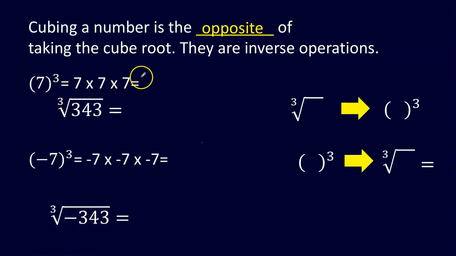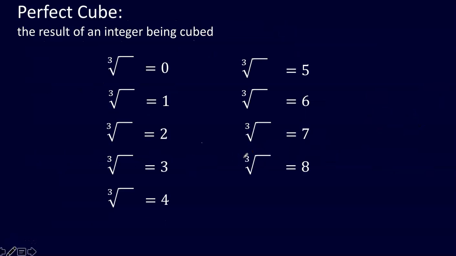So 7 cubed, 7 times 7 times 7 is 343. And then if you take the cube root of 343, it undoes what you just did. So they're opposites. Negative 7 cubed gives us negative 343. And if you take the cube root of negative 343, you're undoing what you just did, and you get negative 7. So these operations are opposites of each other. They're inverse operations.